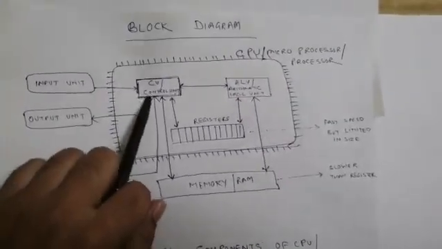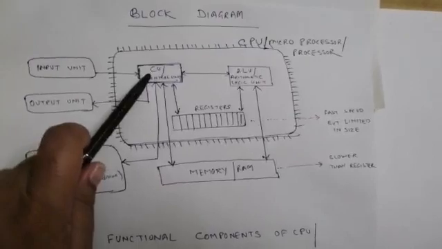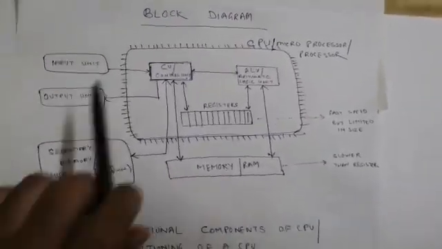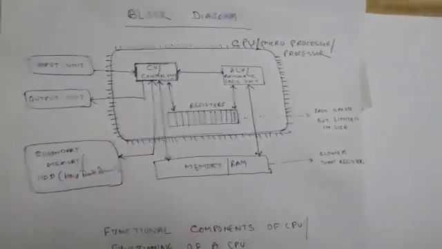This control unit only decides. That means it plays a very vital role in a CPU. And everything is decided by this CPU only.